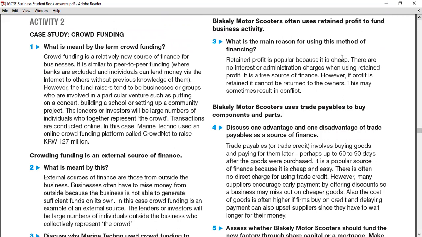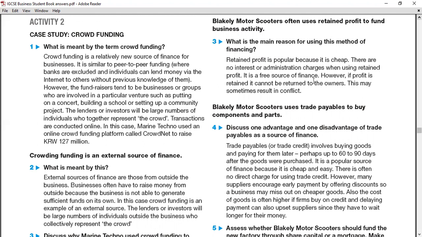What is the main reason for using this method? They are given the answer because it's cheaper. You can say the advantage here. If using this method is more popular, the main advantage is that it is cheaper. You don't need to pay any interest, no burden, no financial strain on the business. That's why, right? And no interest or no administration charges when using the retained profit. So it is a free source of finance.